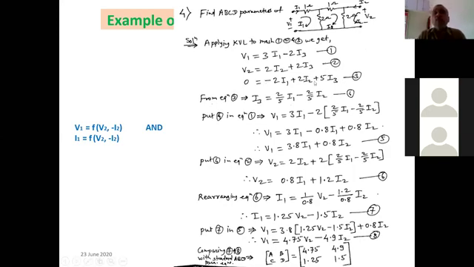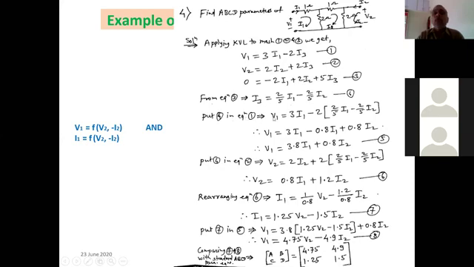So from this you can rearrange equation number 3 so that the I3 value will be 2 divided by 5 I1 minus 2 by 5 I2. So this is the value of I3. Now substitute this value of I3 in equation number 1 and 2.